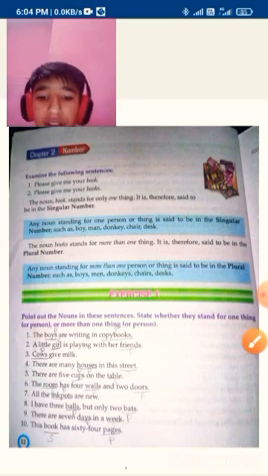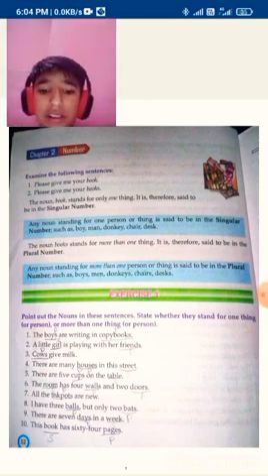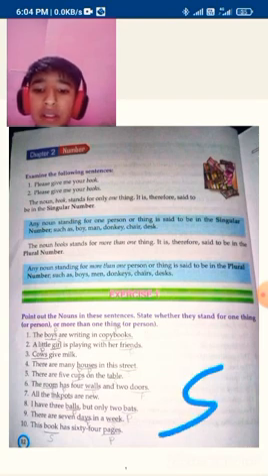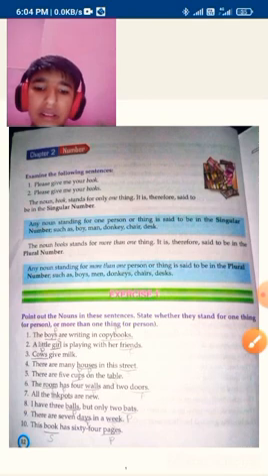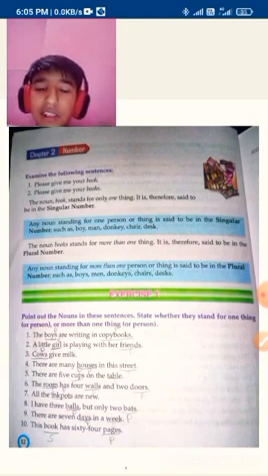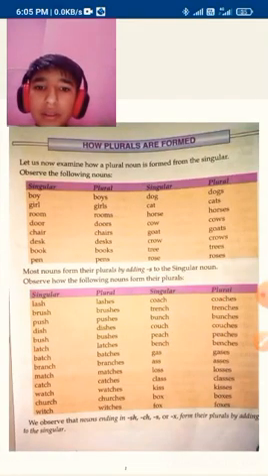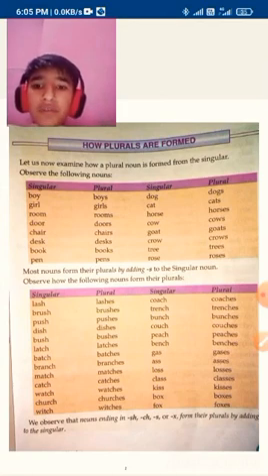Cows give milk. Milk is uncountable, so it is counted as singular. And cows, they tell us about many cows, so it will be plural. So let's move to our next page. How plurals are formed.